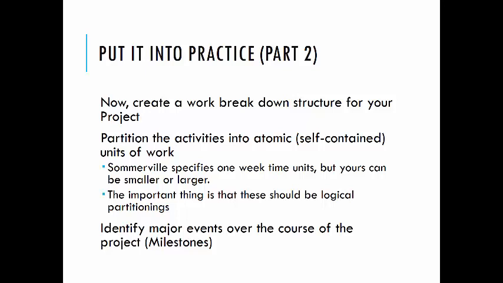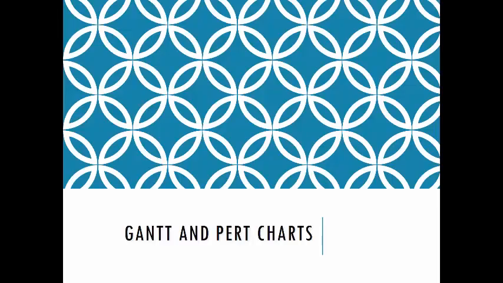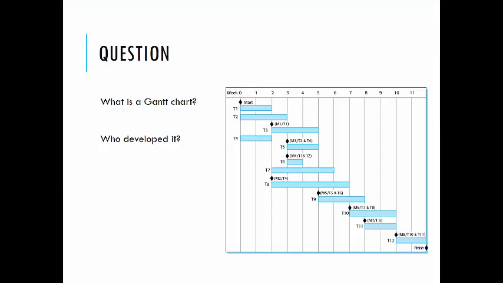And the important thing is that these should be logical partitionings. Also identify major events over the course of the project. These are milestones, and you can find those on the front page of Lalima under the announcements. The next thing you'll want to do is construct Gantt and PERT charts.